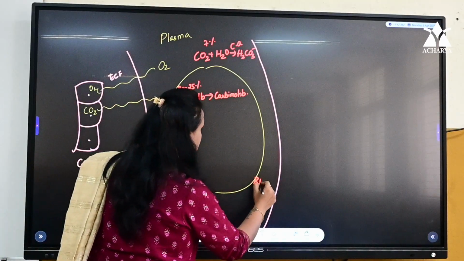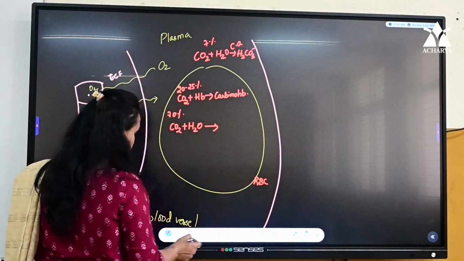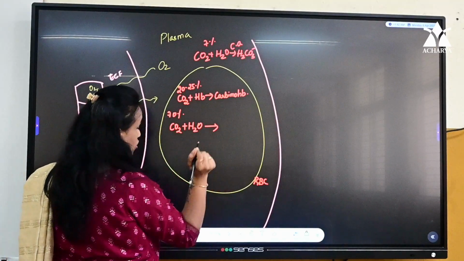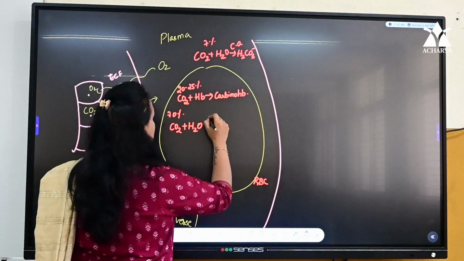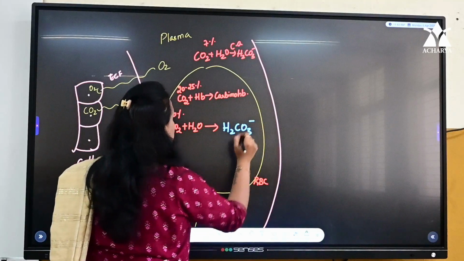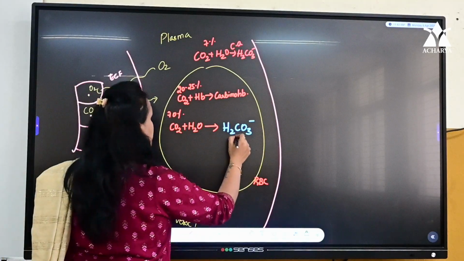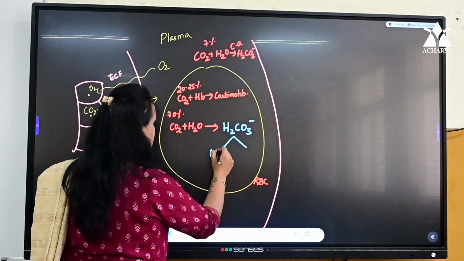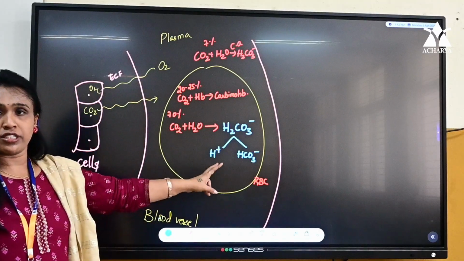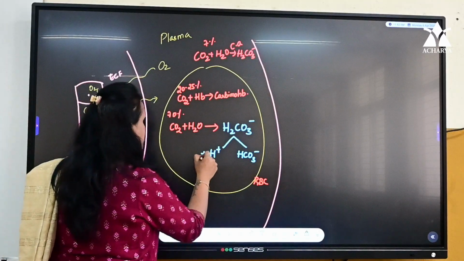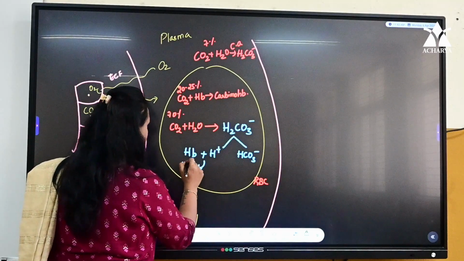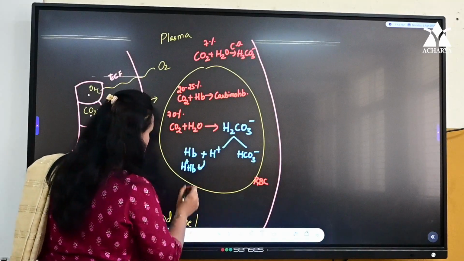This is an RBC, right? So it will dissolve in the water present in the RBC to form H2CO3. As soon as this H2CO3 is formed, it splits into H plus and HCO3 minus. This H plus combines with hemoglobin to form H plus Hb, which acts as a buffer.